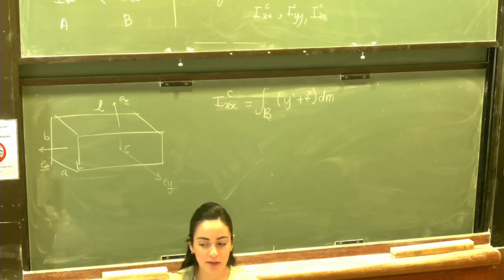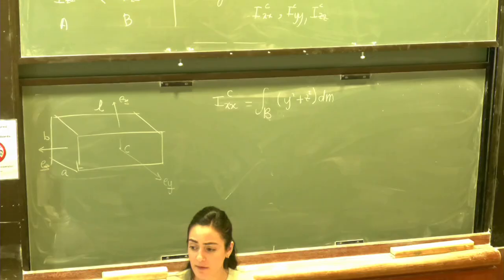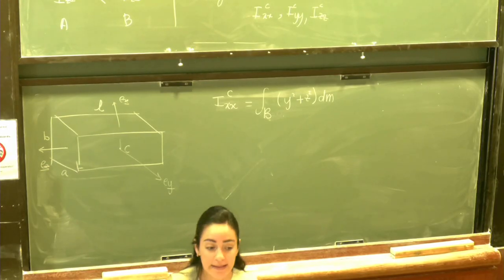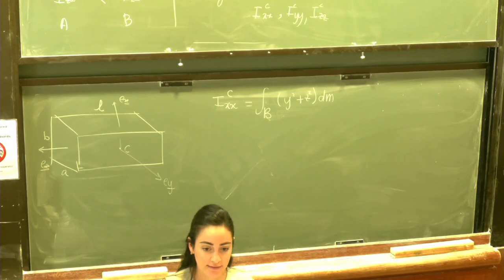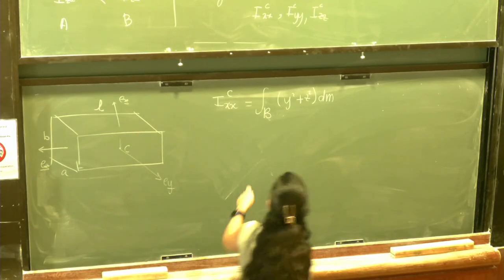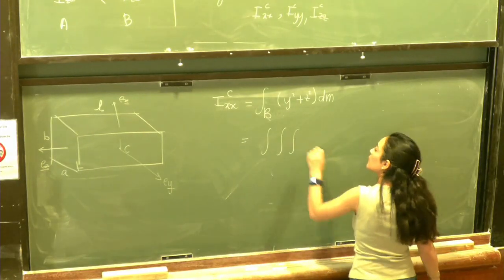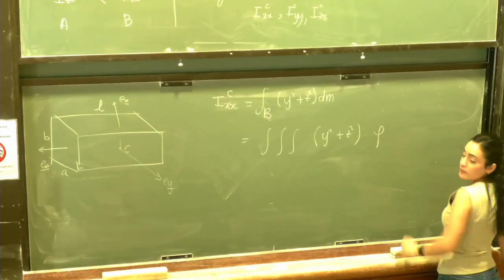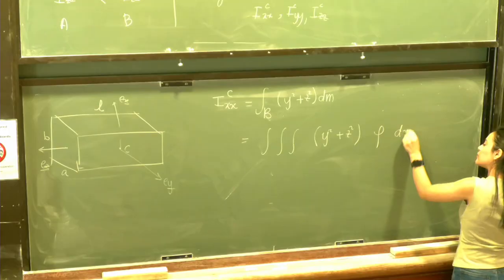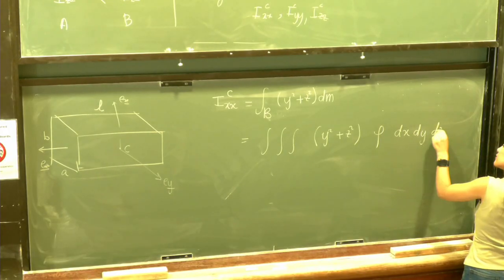So how do I evaluate this integral? I'm integrating over a three-dimensional body. If it's homogeneous, I can express dm as what? Yeah, density times volume, right? And the volume I can write as what? Remember your triple integrals from calculus? dx, dy, dz. Yes, so that's going to be a triple integral. Y squared plus z squared, rho, density per unit volume, dx, dy, dz.